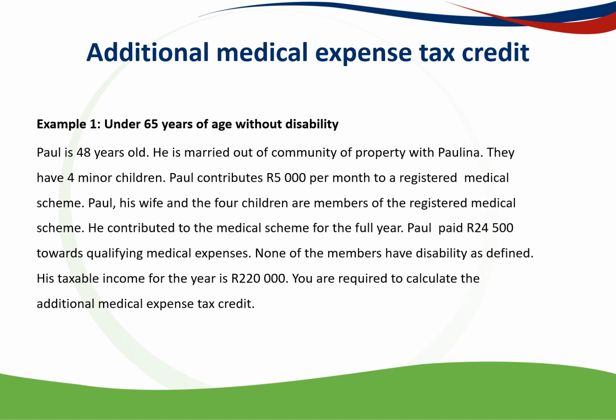He contributes 5,000 a month to a registered medical scheme. Paul, his wife and 4 children are members of the scheme. He contributed for the full year. He also paid 24,500 towards QME. Qualified medical expenses are QME. None of them have a disability.